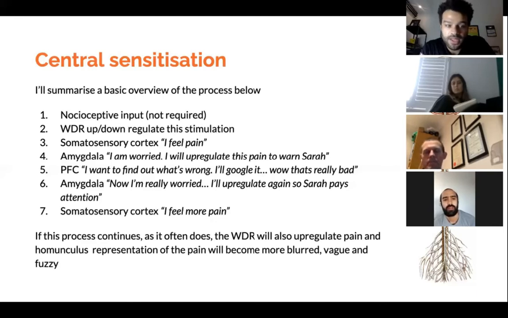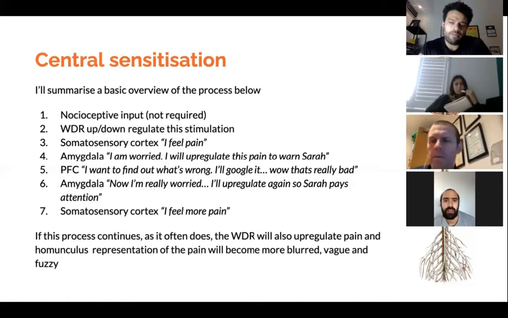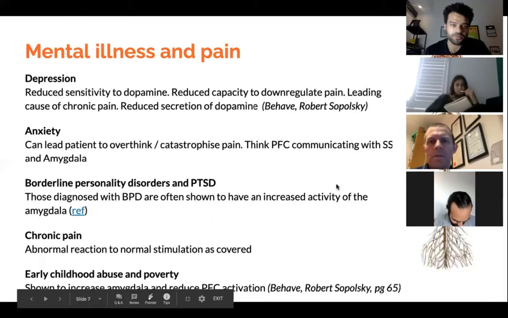So as I said, if this process continues as it often does, the wide dynamic range neurons will upregulate pain, and the homuncular representation of the pain will become more blurred, vague, and fuzzy. That's why we get a lot of patients who come in who, after a while, their pain will go from being focal and specific to very vague and blurred. Now, this is just to recap on pain mechanisms. We'll go more specifically into mental illness.